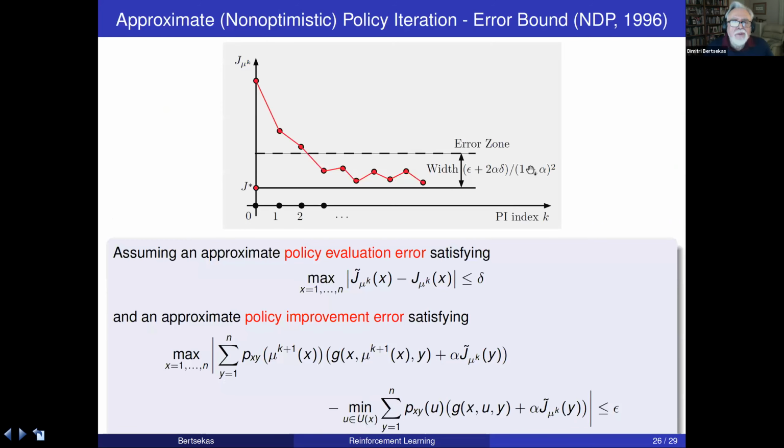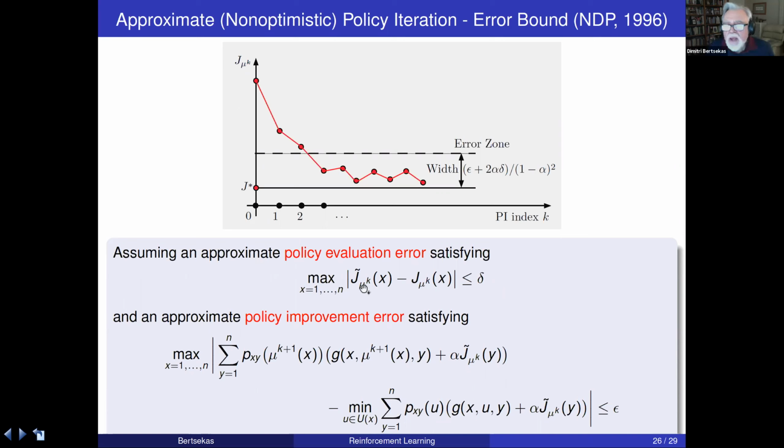And here's the first bound. It has to do with approximate non-optimistic policy iteration. So we generate a sequence of policies with policy evaluation and with policy improvement. Let's assume that the policy evaluation error is within delta, okay? In other words, you have the base policy mu k at a given iteration, and you consider the evaluation of that base policy, which you use in one-step look ahead.